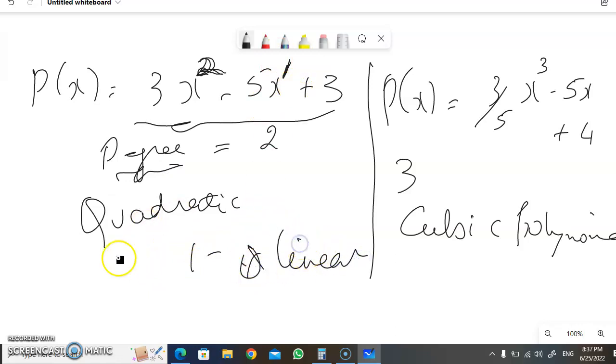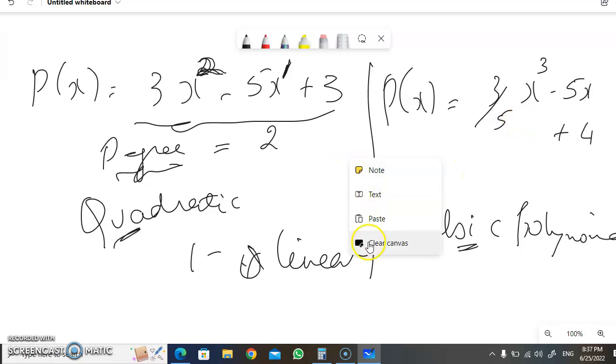If degree is 2, it is quadratic. If degree is 3, it is cubic. Okay, this is the other way of classifying polynomials. Now, let us go to value of the polynomial.